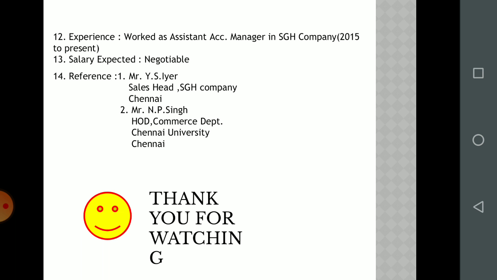Then next is experience, worked as assistant account manager in SGH company 2015 to present, salary expected, negotiable, and a reference of two people, one of sales head SGH company and other of HOD commerce department Chennai, because the person has done MCom. So that's all for this job application.